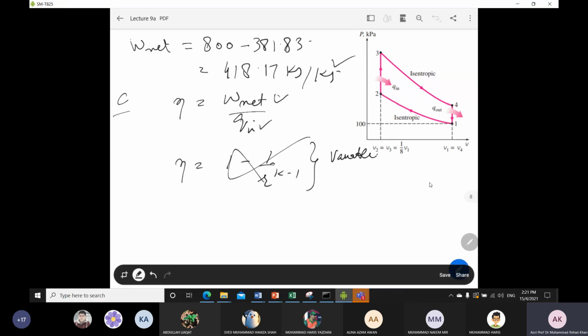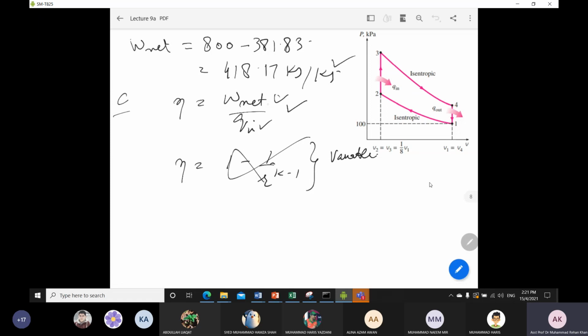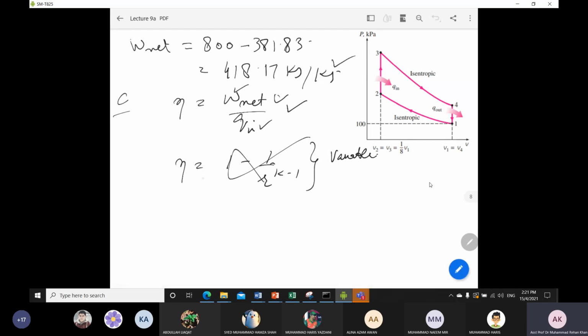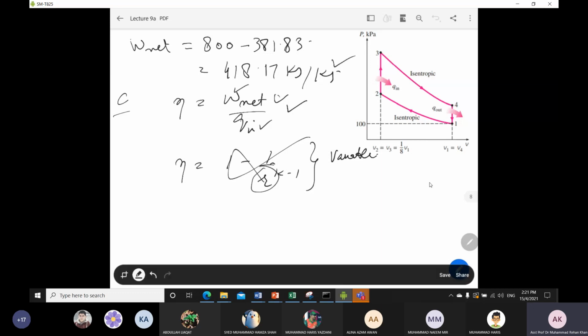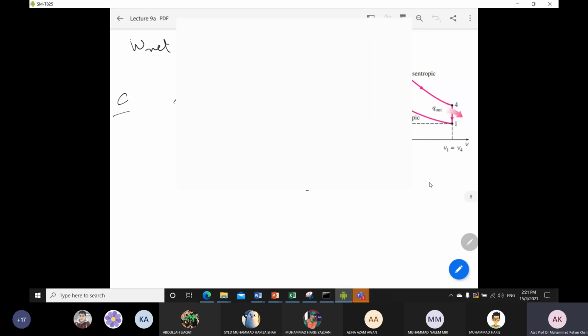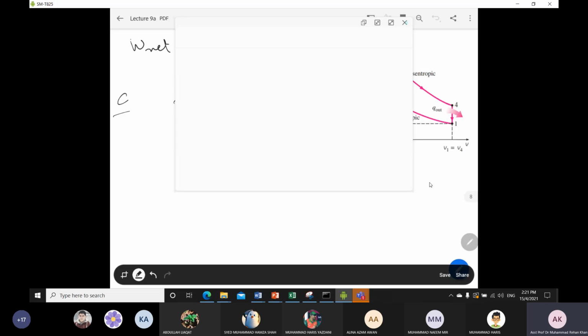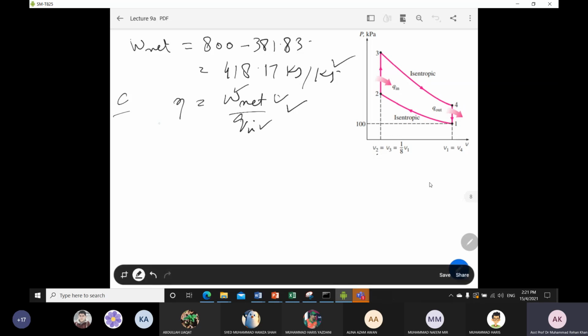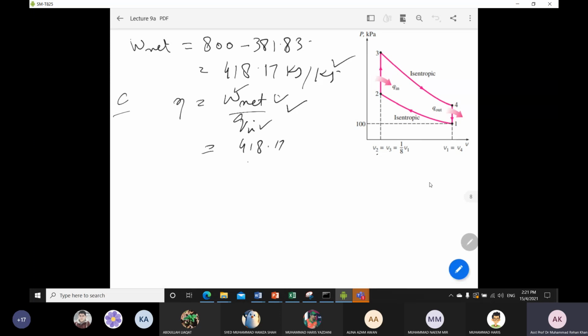So if it is mentioned variable specific heat, you have to use the relation where we put the W net value, which we already calculated from the internal energies. Okay, so keep it in mind, and do not get confused: if it is mentioned constant specific heat, you can just put the direct value of R, and you can easily find the efficiency there. Okay, so now coming towards your efficiency, you can just put the value, which is 418.17, and 800, which is mentioned in your question. So you can get your efficiency as 52.3%.